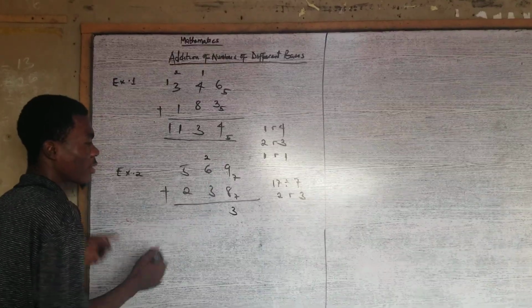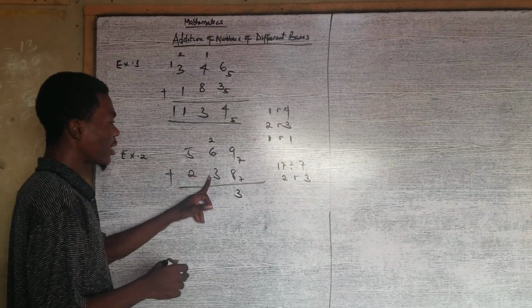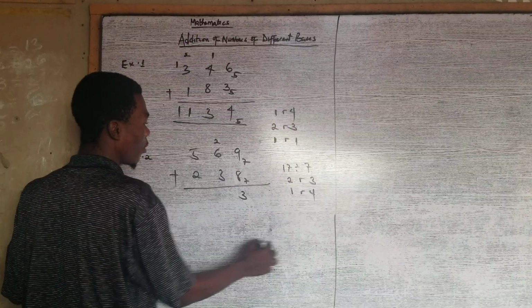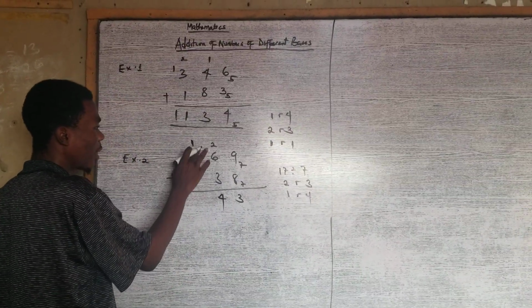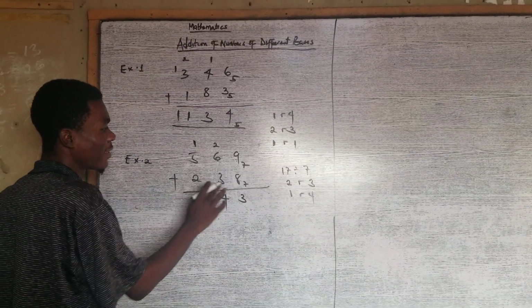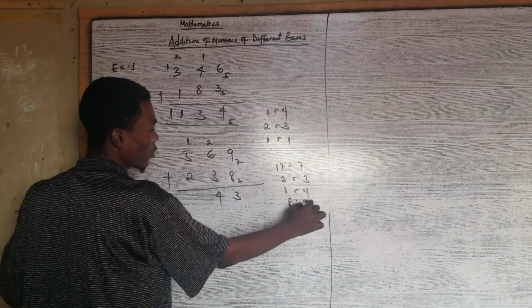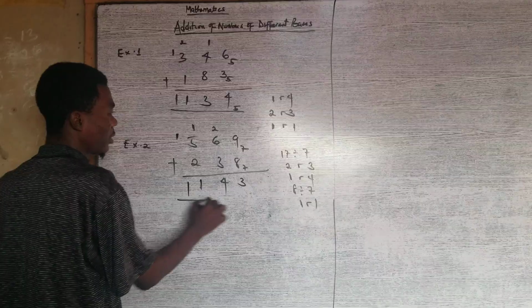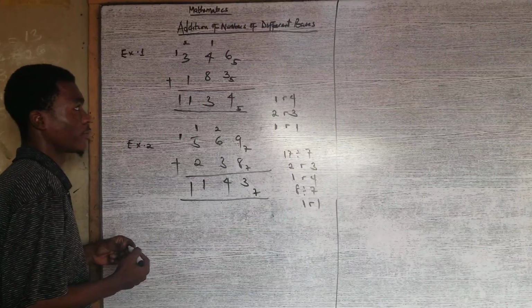So 2 plus 6, what are we going to have here? 8. 8 plus 3 is 11. 11 divided by 7 is 1, remainder 4. We write 4 and we keep 1. 1 plus 5 is 6. 6 plus 2 is 8. 8 divided by 7, what are we going to have? 1 remainder 1. Then we drop that, base 7. Do we get that?